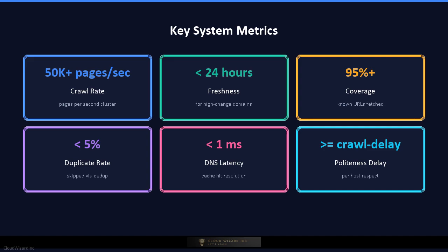Politeness delay, the minimum time between requests to the same domain. Failed fetch rate, the percentage of requests that return errors, timeout, or are blocked. Storage utilization, the total raw and compressed content volume. These metrics are what the business actually cares about.